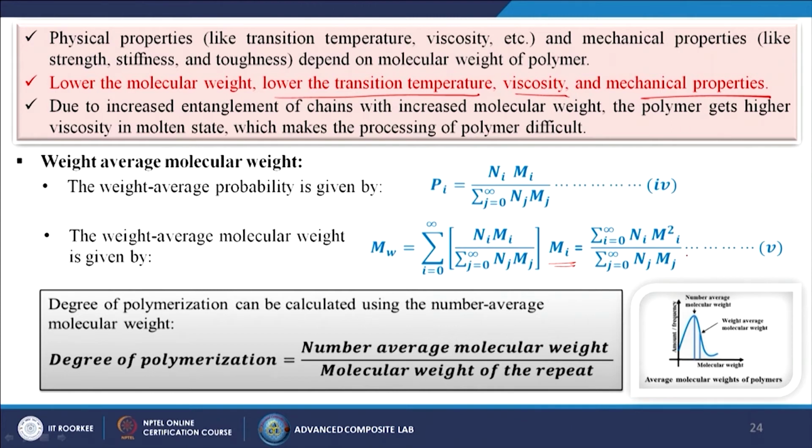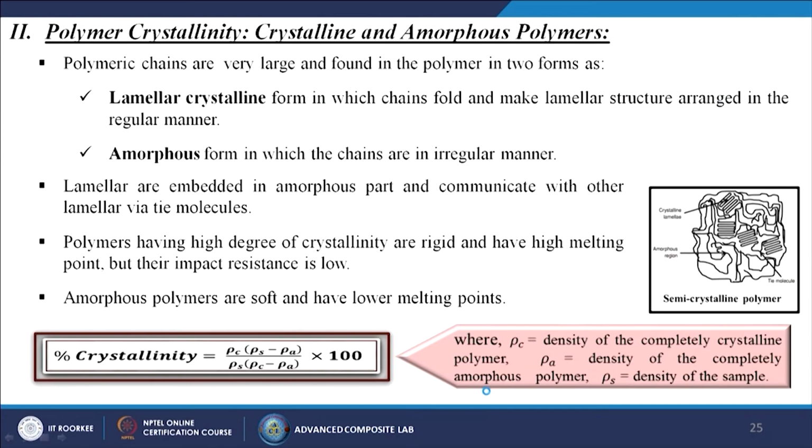So, what is the degree of polymerization? The degree of polymerization can be calculated using the number average molecular weight, which is nothing but the number average molecular weight divided by the molecular weight of the repeating unit.